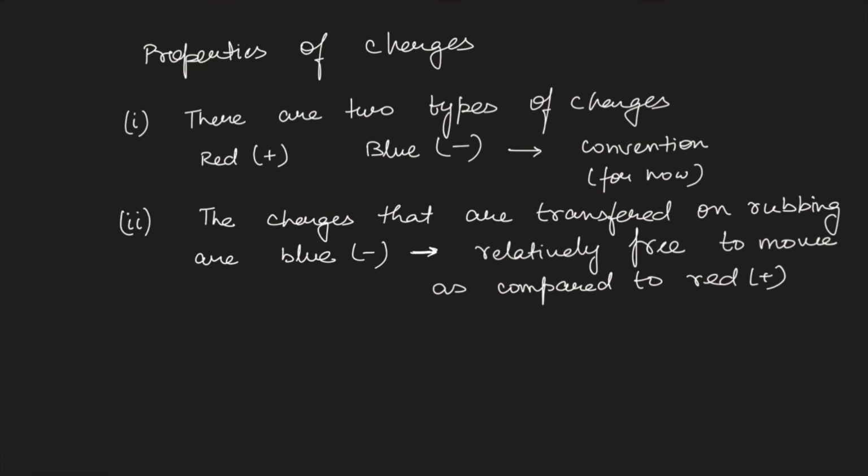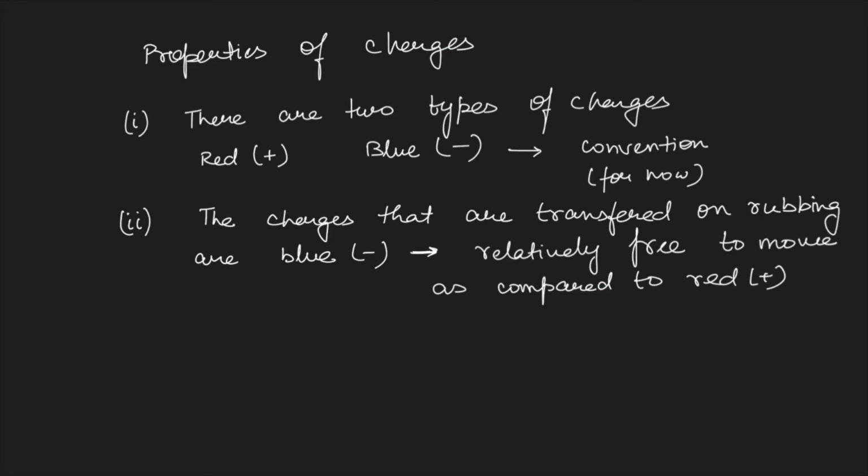The red charges or positive charges are more tightly bound to the atom or to the material, and the blue charges or the negative charges are relatively free to move. So the transfer that takes place happens with only the negative charges. The transfer doesn't happen with the red charges or the positive charges. So this is an important concept that holds the properties of charges.